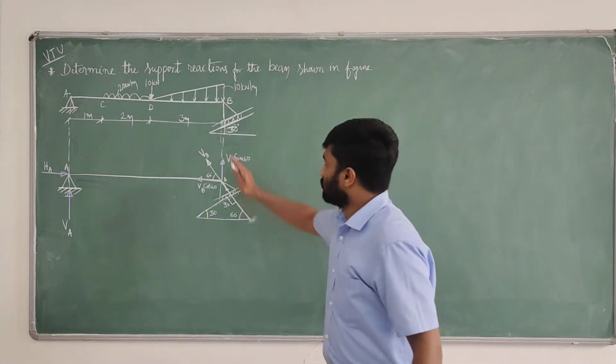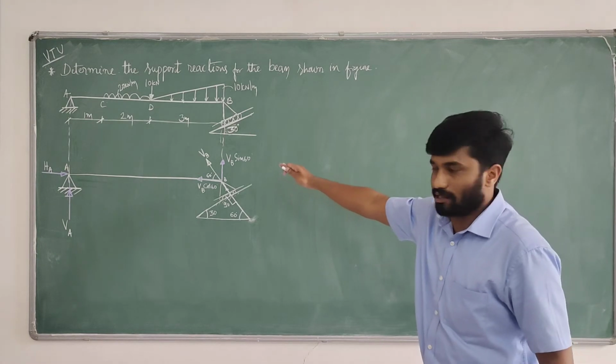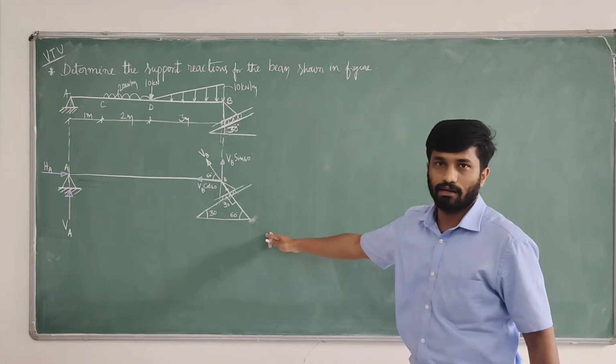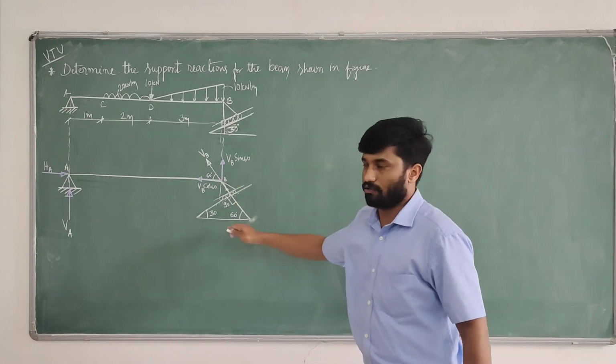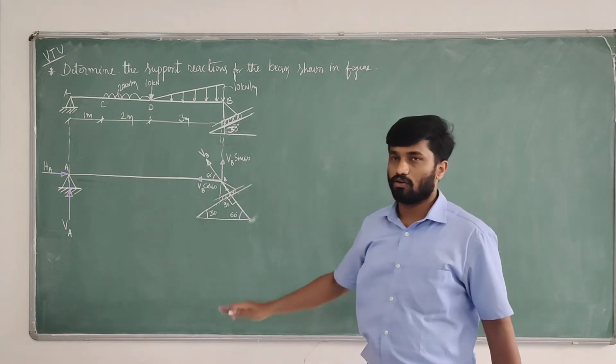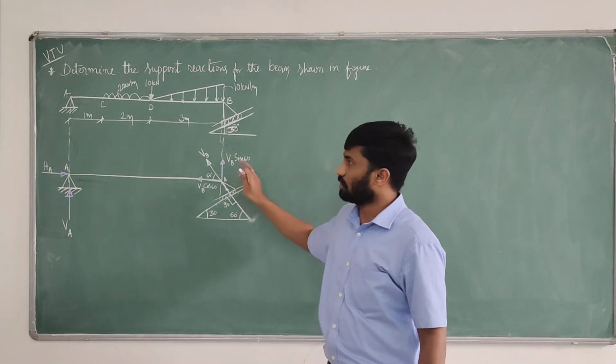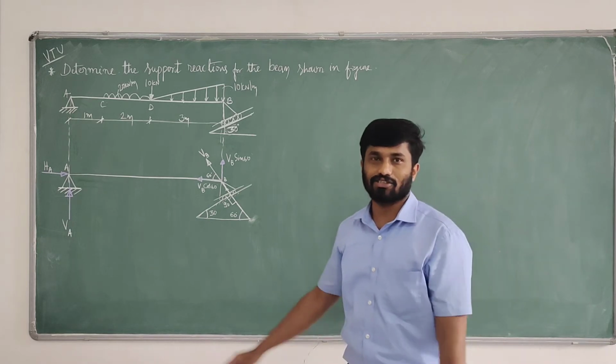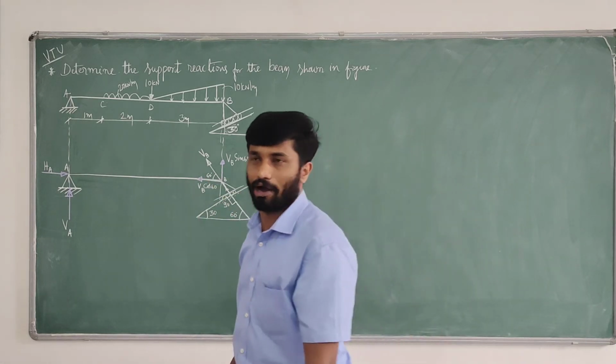Very first step: say inclined support, drop a perpendicular. Having dropped the perpendicular, 90 minus the given angle 30 will give 60. This is 60 degree. Resolve this, you are getting VB cos 60, VB sin 60. It is over. Next, reduce all distributed loads into point loads.